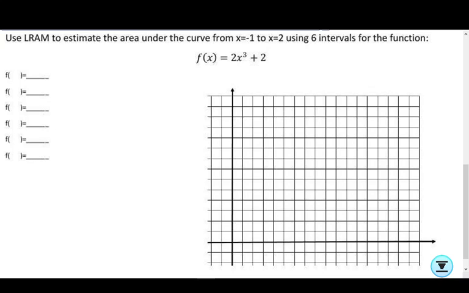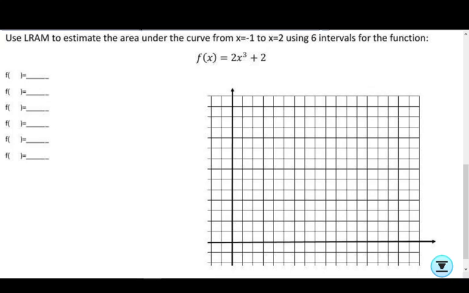Okay, so we're going to be doing LRAM now. I've got a cubic function. I'm going to find the area under the cubic function from -1 to 2 using 6 intervals. Since my distance is 3 and I'm using 6 intervals, again, the width of each one of my rectangles is going to be 0.5. This time I'm starting at -1.